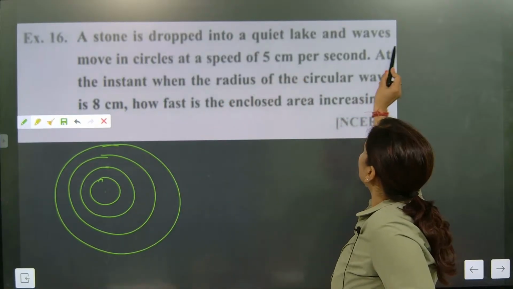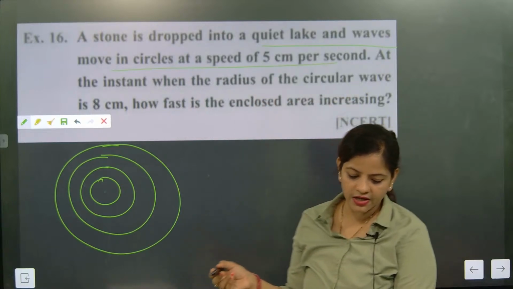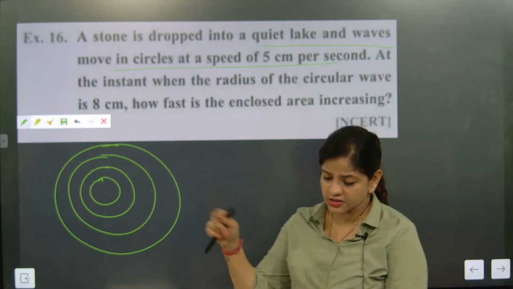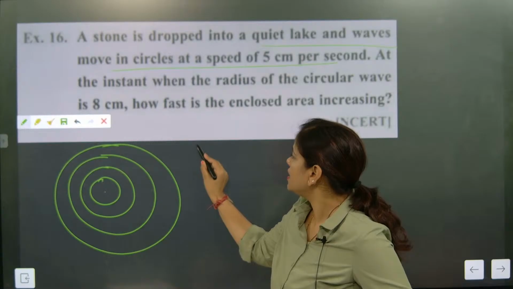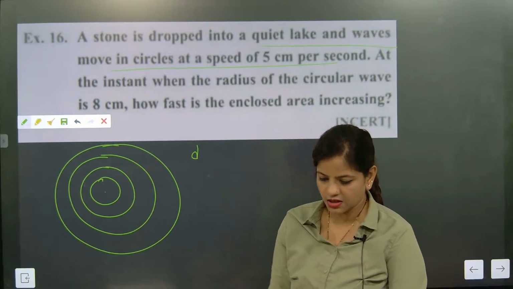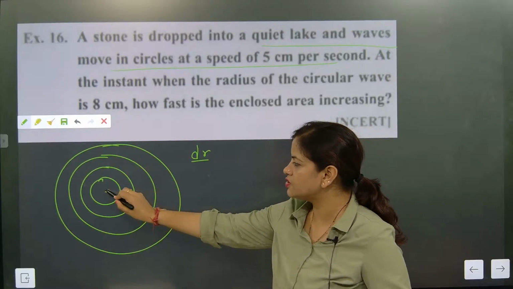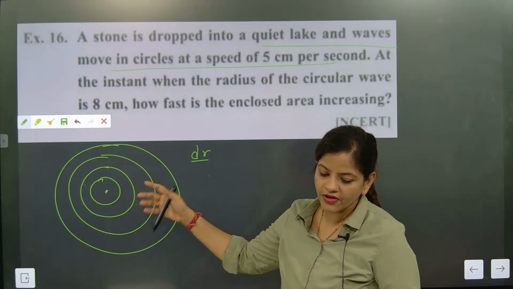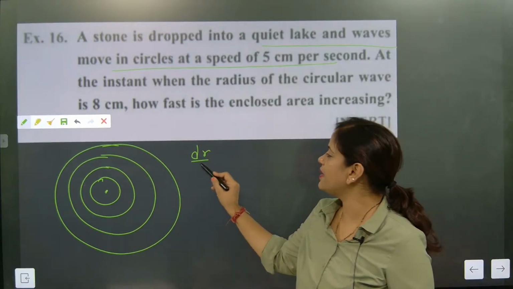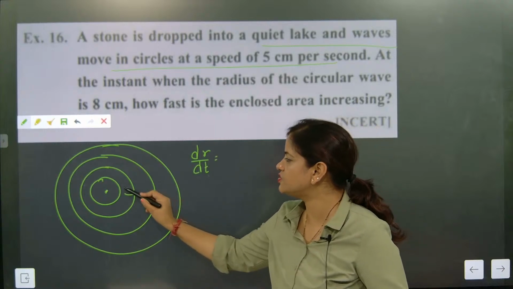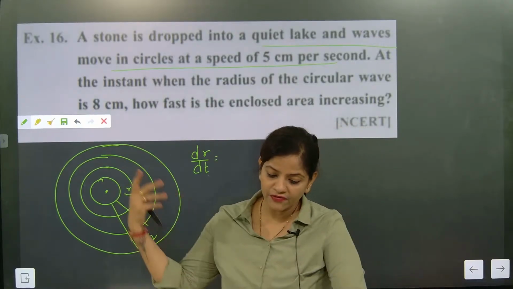So the stone is dropped in a quiet lake and waves move in a circle at a speed of this. Speed is given, beta. Speed means distance, and the radius is acting as a distance with respect to time. So here speed is dr by dt, understood? Because r is the distance, the impulse will be changing. You are dropping a stone, then waves will be generated in the form of circles. So dr by dt will be generated here because the radius keeps on changing. If this is r, this one will become r1 and this one r2. So definitely at every phase the radius changes.